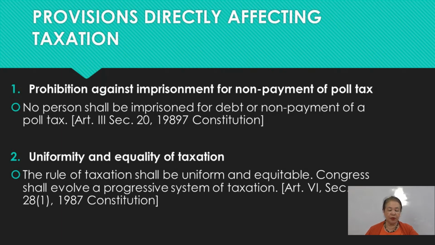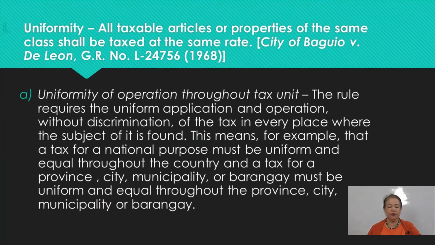Number 2, uniformity and equality of taxation. The rule of taxation shall be uniform and equitable. Congress shall evolve a progressive system of taxation. So, nandyan talaga po sa Constitution natin. Article 6, Section 28, Paragraph 1, 1987 Constitution. Uniformity: all taxable articles or properties of the same class shall be taxed at the same rate. Yun ang ibig sabihin ng uniformity.